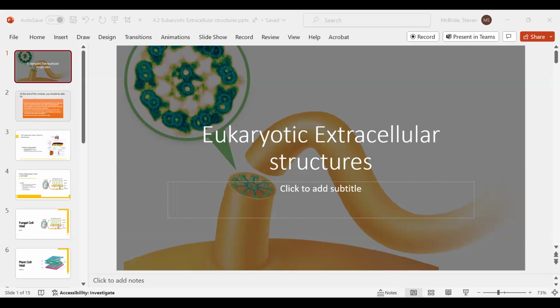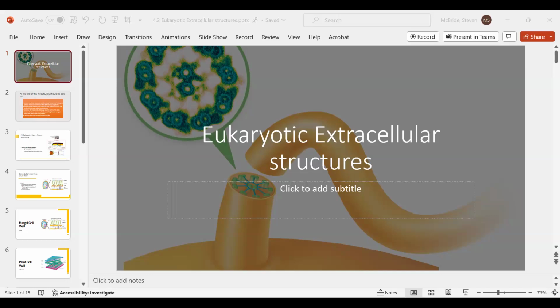Our microfilaments are smaller. They're going to be made up of actin. They associate with myosin. So if you think of like a muscle contraction, they're also used for pinching the cell apart. And they can be used for movement for organisms that have a pseudopod. And so the microfilaments can be involved with that as well.